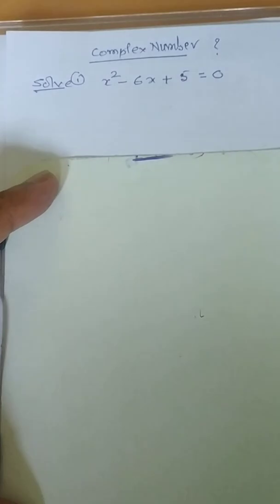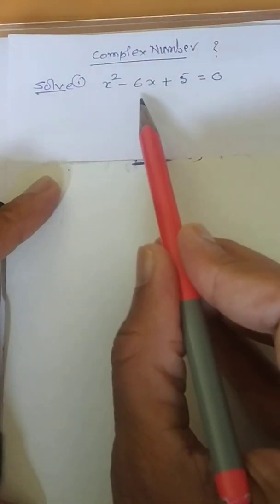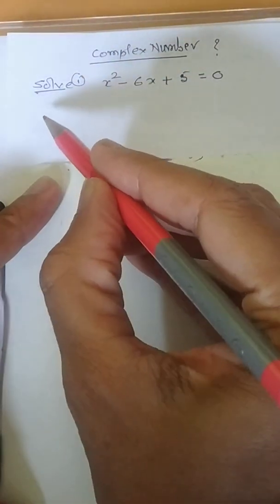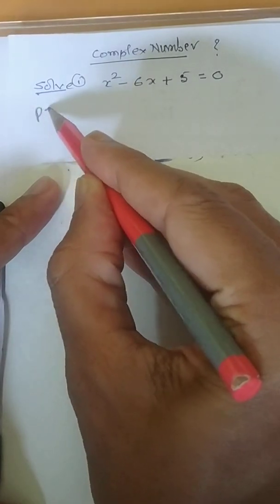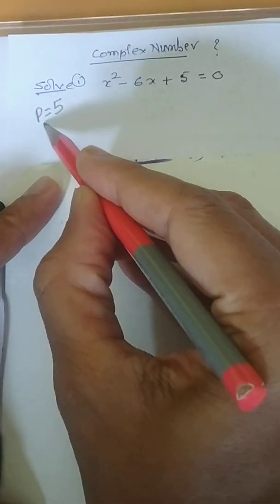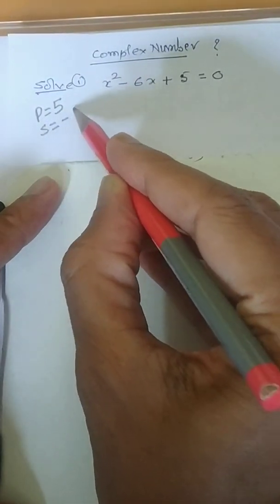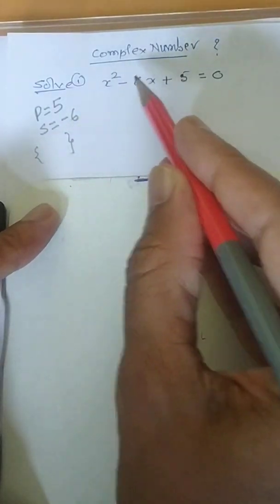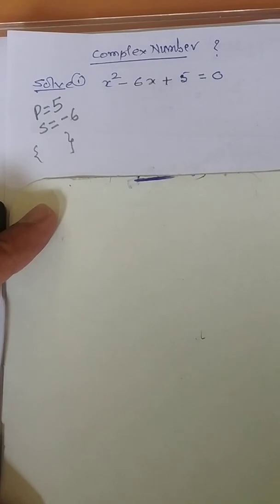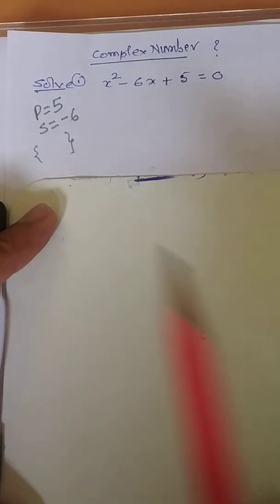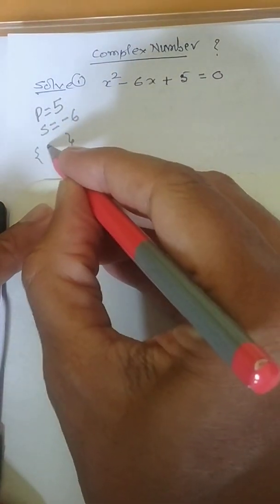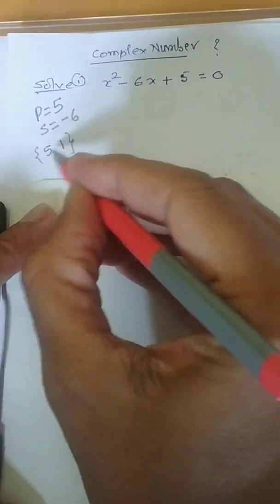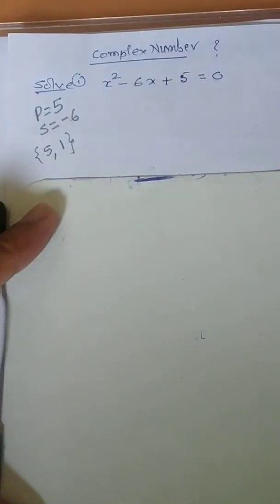Solve. This is a quadratic equation from class 10: x square minus 6x plus 5. You are familiar that you will be writing product will be equal to 5 and sum will be equal to minus 6, and thinking about two numbers like this. So what are the two numbers which will give you product 5? Suppose I have written 5 and 1. Product will be 5 but sum will not be minus 6.